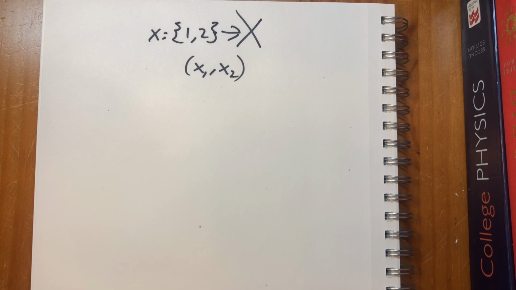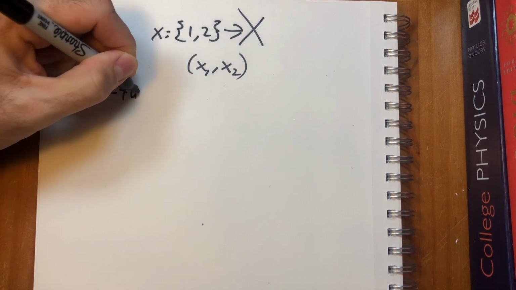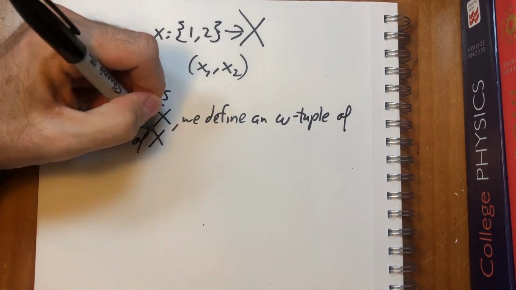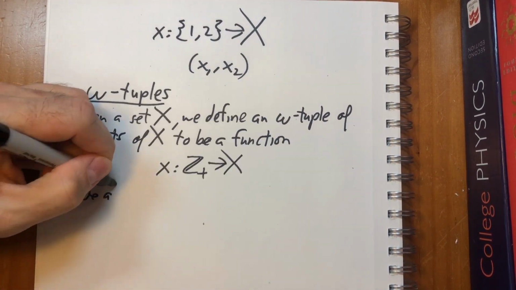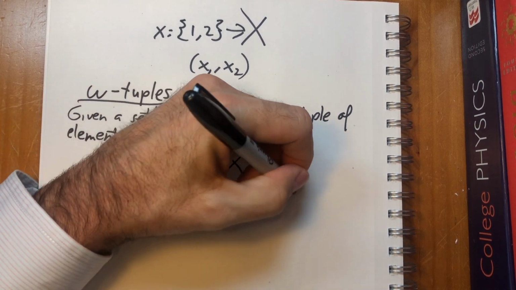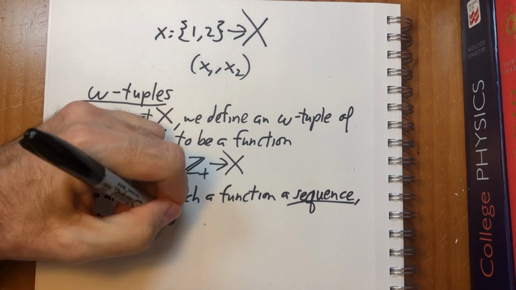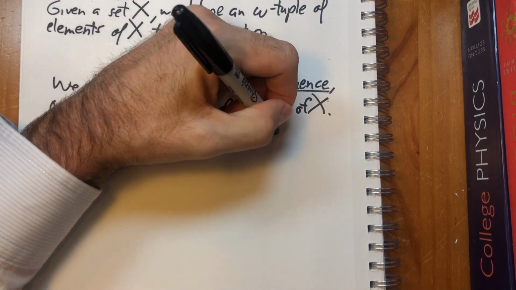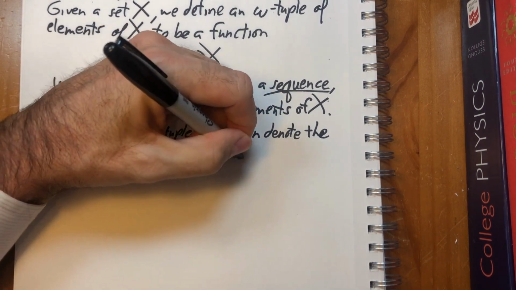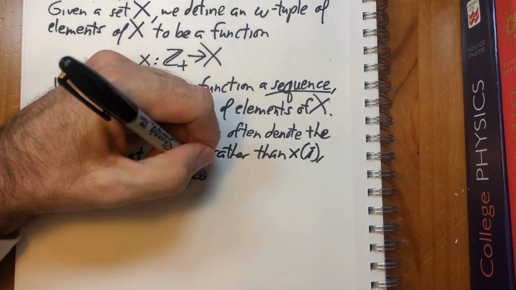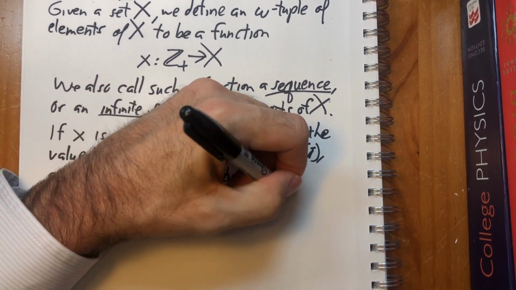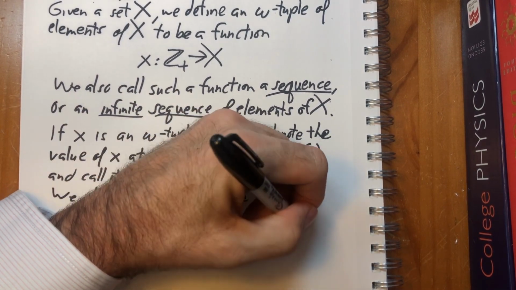Insanely, it's also possible to define an infinite dimensional Cartesian product as well, which are called omega tuples. So, omega tuples. Given a set X, we define an omega tuple of elements of X to be a function x from the positive integers to the set X. We also call such a function a sequence or an infinite sequence of elements of X. If x is an omega tuple, we often denote the value of x at i by x sub i rather than x of i and call it the ith coordinate of x. We denote x itself by the symbol x1, x2, ... or x sub n for all n in the positive integers.